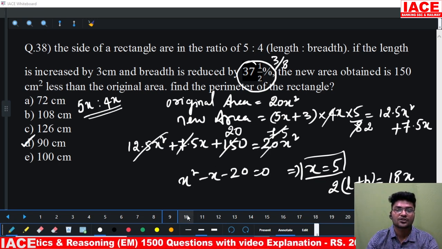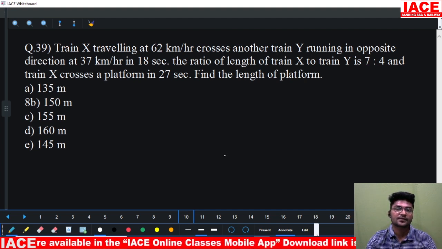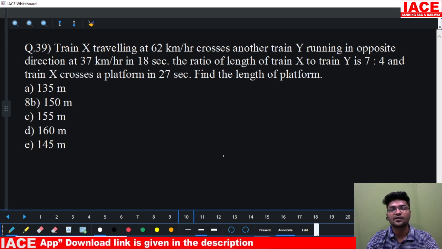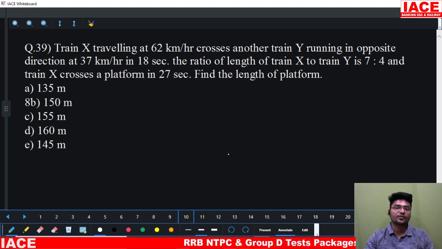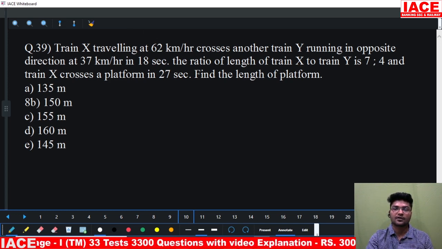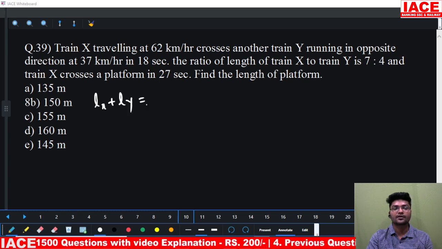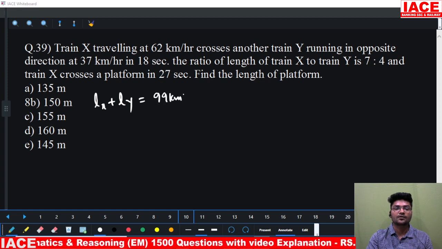Next question. Question number 39 says train X traveling at 62 km per hour crosses another train Y running in the opposite direction at 37 km per hour in 18 seconds. The ratio of length of train X to train Y is 7:4, and train X crosses a platform in 27 seconds. First of all, train X is crossing train Y, both running in opposite directions, so the length of train X plus length of train Y can be found using relative speed: 62 plus 37, 99 kilometers per hour.